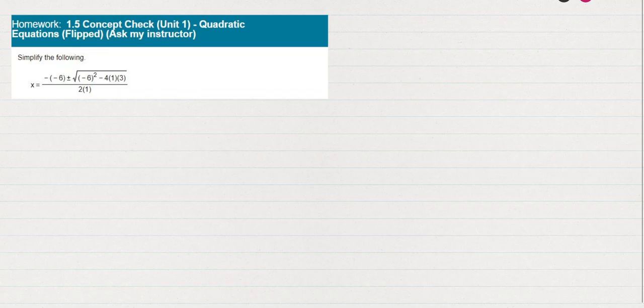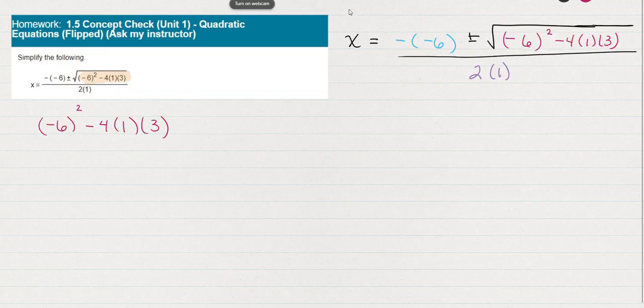I'm going to apply the order of operations. So I'm going to take care of anything in a grouping symbol. So that means I've got to start with what's inside this radical first. So I'm looking at the opposite of 6 squared minus 4 times 1 times 3. So let's start with that opposite of 6 squared. You want to notice that the negative is inside these parentheses. So this means negative 6 times negative 6, which will be positive 36.